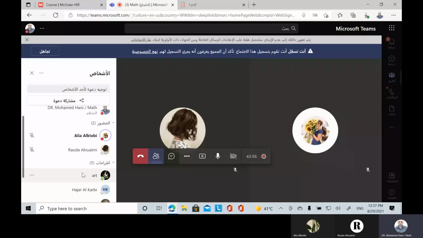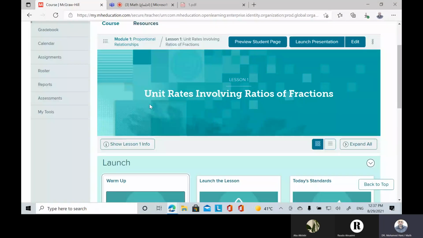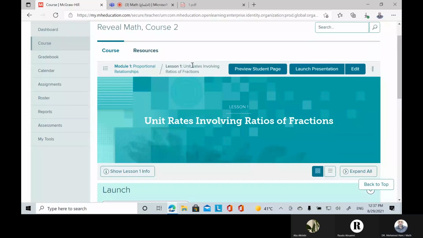What is the name of this lesson? Okay. The name of this lesson, Sheikha, what is the name of this lesson? Right, you can write the name: unit rates involving ratios of fractions. This is the first lesson in the first module in our curriculum. Okay, so this is our lesson today.